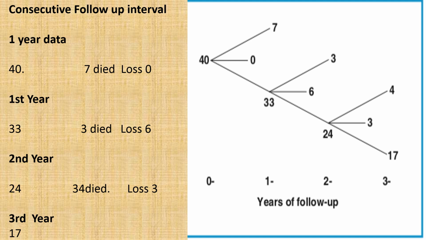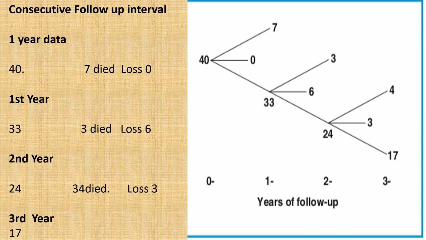year we are subtracting 9. 6 plus 3, 9 out of 33, so we are getting a number of 24, and of these 24 individuals, after the completion of this year, 4 individuals died, 3 were censored. So now how did this 17 come about? We're subtracting 3 plus 4, 7 from 24, so we are getting 17 individuals who were alive after this 3 years follow-up.